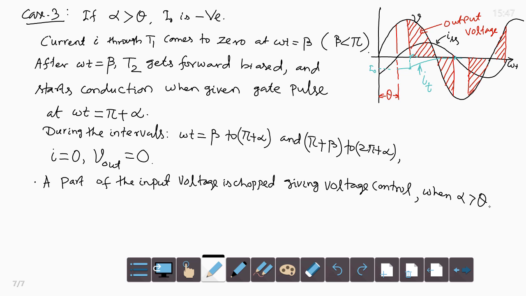So, how it is done? A part of the input voltage is chopped and does not appear across the output. So, RMS output voltage varies. So, principle is, the firing delay angle alpha should be greater than the load impedance angle theta to give voltage control in AC regulator.